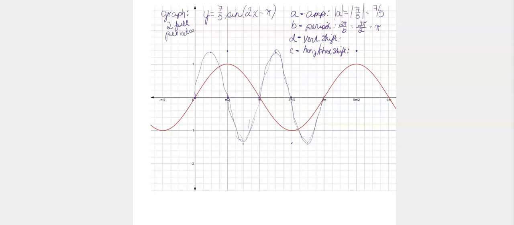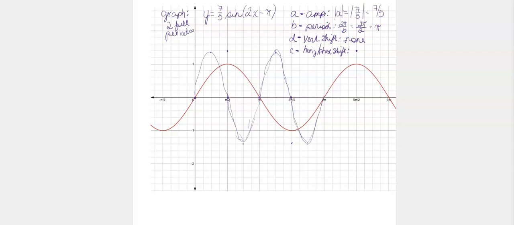But because I have no D, I'm not adding or subtracting anything to the total function, so there is no vertical shift. So I'll write none here. So there's no vertical shift, but there is a horizontal shift.